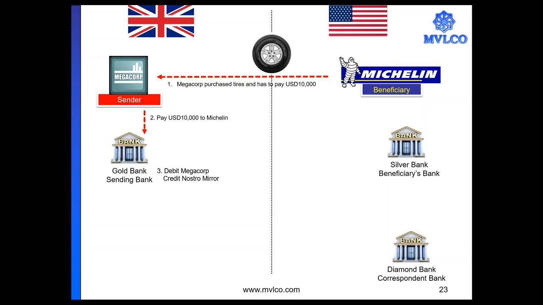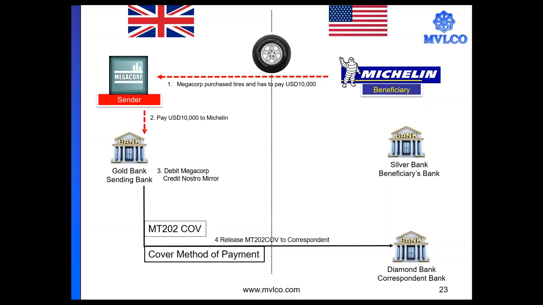Now at this juncture, the difference is going to start. In the earlier example, Gold Bank created an MT103, and from Gold Bank in UK, that MT103 went all the way to Diamond Bank in USA. Instead of that, Gold Bank creates an MT202 cover and sends it to Diamond Bank, and creates an MT103 but sends it directly to the last bank in the payment chain, which is Silver Bank. So instead of sending this MT103 from Gold to Diamond and then from Diamond to Silver, we have sent it directly from Gold to Silver. If this mechanism is used, this is called the cover method of payment. MT103 starting from the first bank, going directly to the last bank.